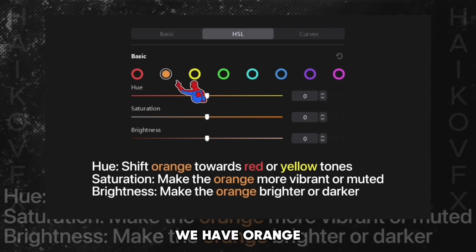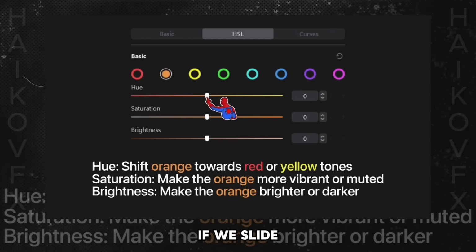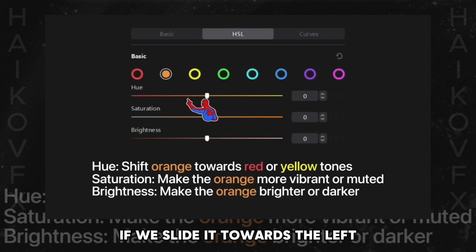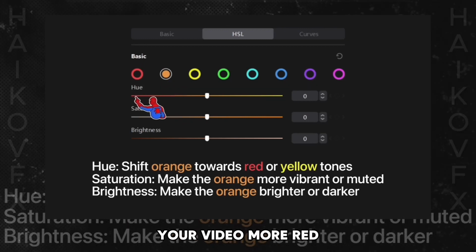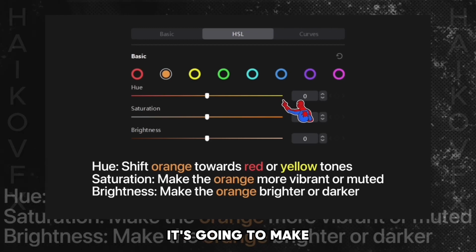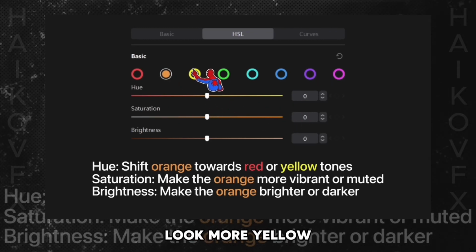Now moving on, we have orange and it works the same. If we slide the hue for orange towards the left, it's going to make the orange colors in your video more red. And if you slide it to the right, it's going to make the orange colors in your video look more yellow.